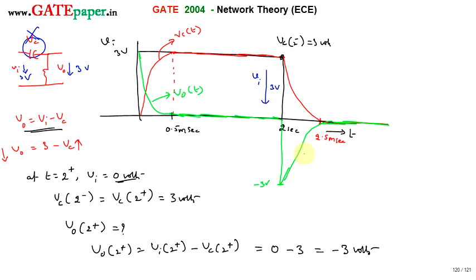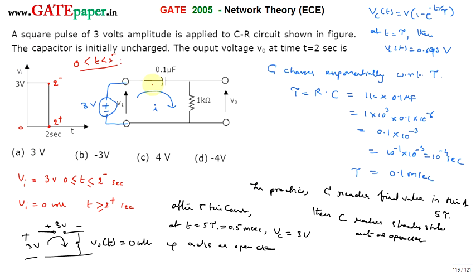So now this is V0 of t, and this is Vc of t. The output voltage at t is equal to 2 seconds is minus 3 volts. The output voltage at t is equal to 2 plus seconds is minus 3 volts. So the right answer for this question is B. B is the right answer.